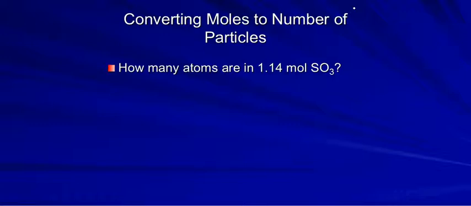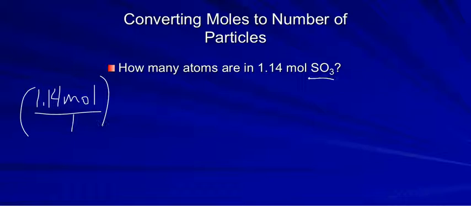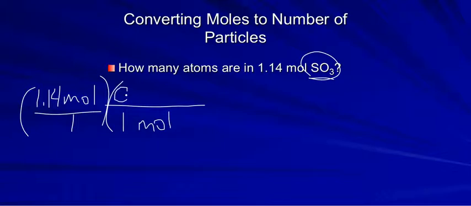Start with what we're given. We have 1.14 moles of SO3. We're looking for atoms. We're going to go from moles back to the representative particle. Now SO3 is a molecule, so there are 6.02 times 10 to the 23rd molecules in a mole, because this is a nonmetal compound. That will get me to molecules. I want to know how many atoms there are.